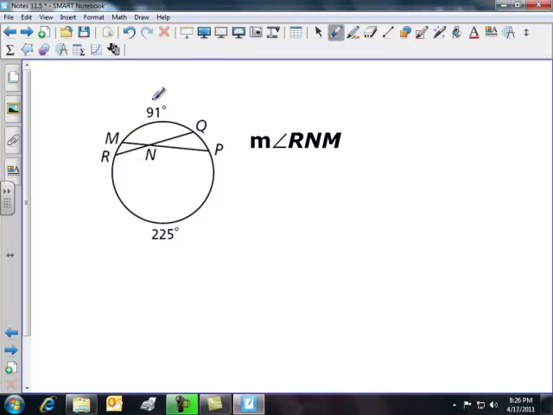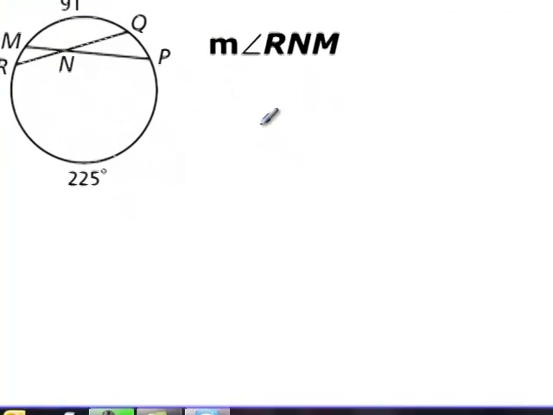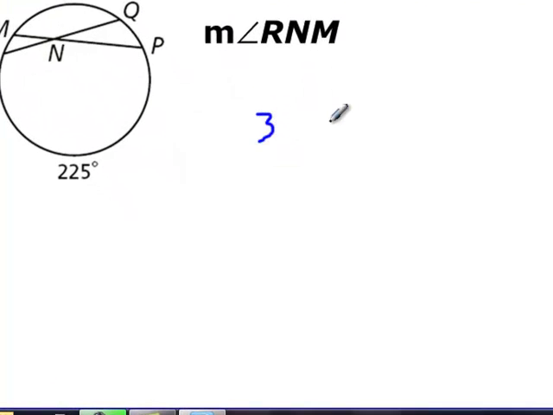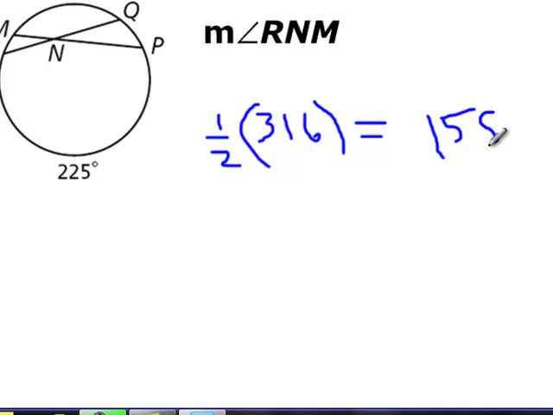Now, we are going to take what we're given, okay? We are given that this angle is 91 degrees. This angle is 225 degrees. So what I'm going to do is add those two together. That gives me 316. I'm going to take half of that 316, but that's not going to find RNM. This is going to find RNP. And maybe you see where I'm going with this. So this is giving us 158 degrees. So the measure of RNP is 158 degrees.